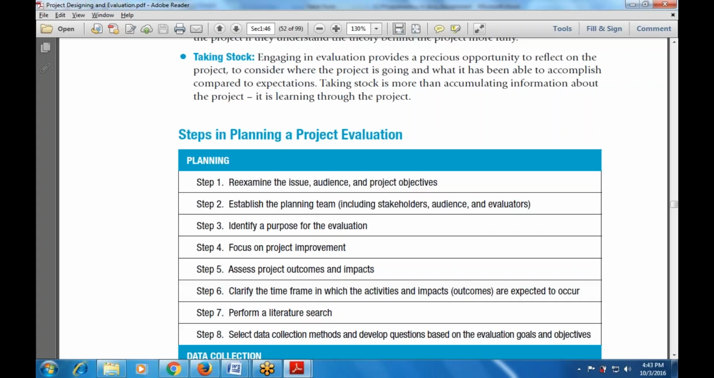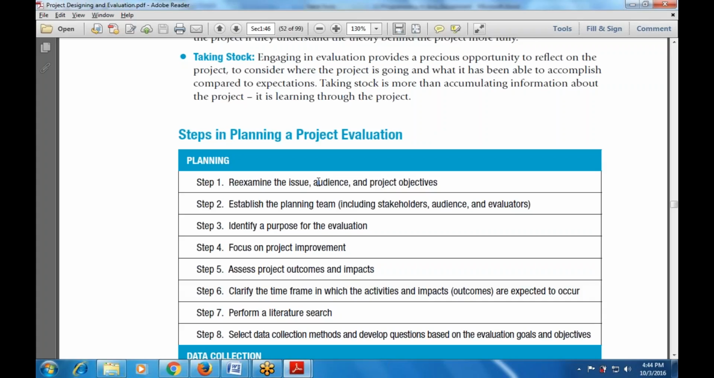Then assess the project outcomes and the impact. We are going to assess the various project outcomes and impacts. Assess means what are the various outputs that are generated; we have to analyze that. What is the main benefit here? Why is it developed? What is the main criteria used here? Then clarify the time frame in which the activities are expected to occur, that is, the suitable timing in which the activities and the impact are expected to occur.